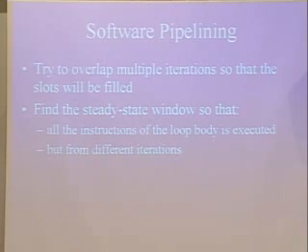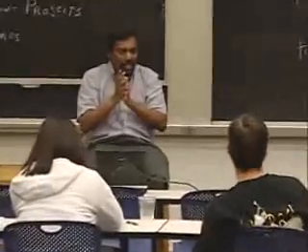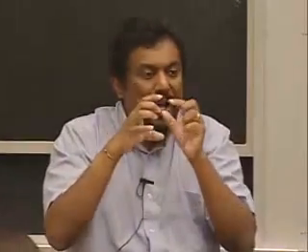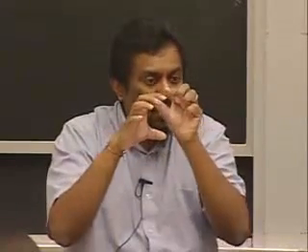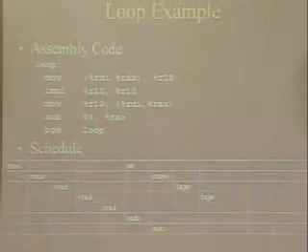And then what happens is when you do that, at some point you can find a steady state window that says, if you keep repeating that, basically you can get the entire computation. Let me actually show you the example. I mean, this is much easier to explain that way. So here's the normal schedule that we had. You can't make it any more compact in this one.